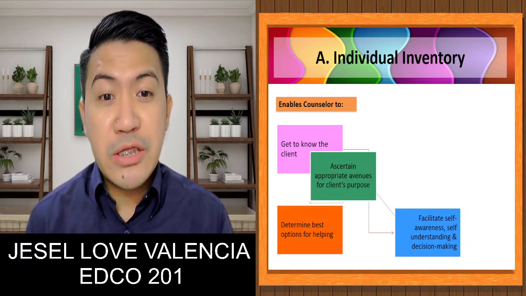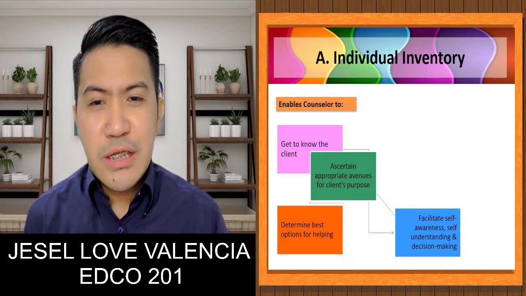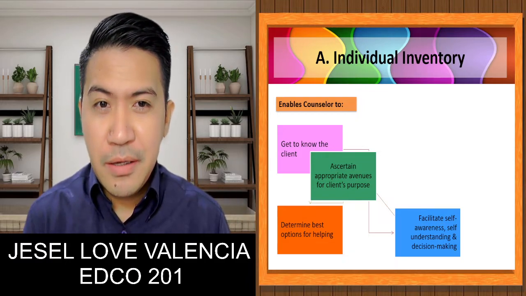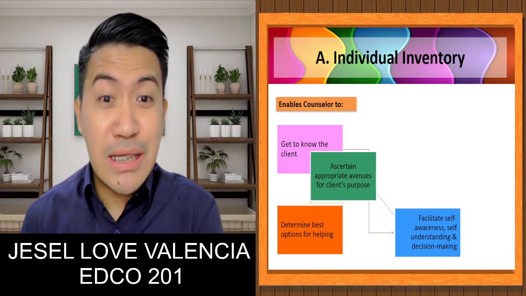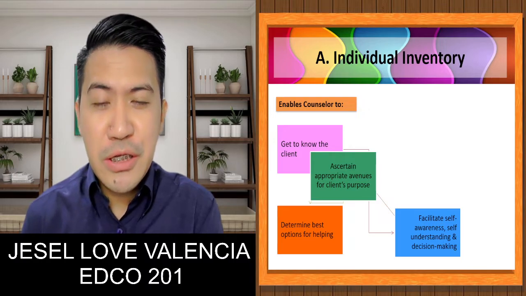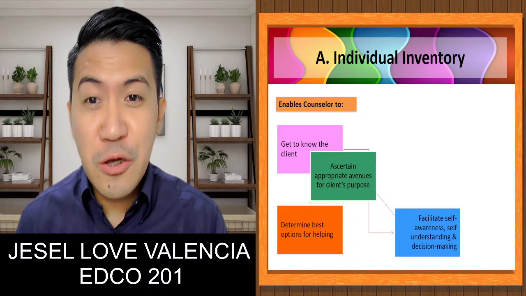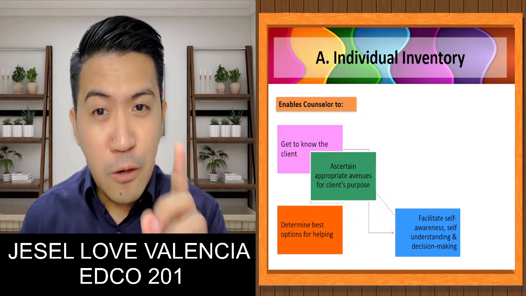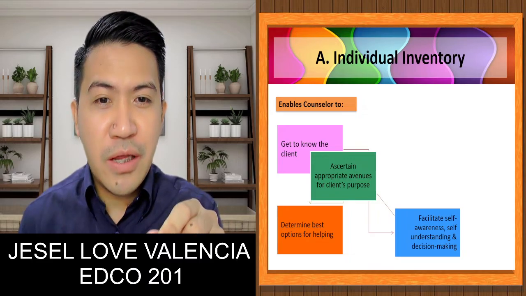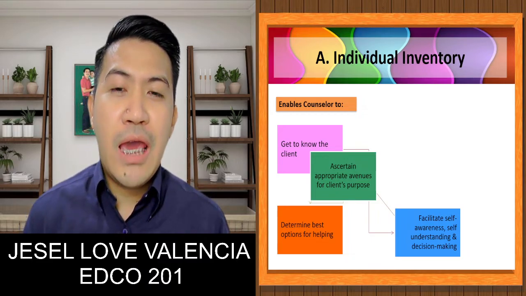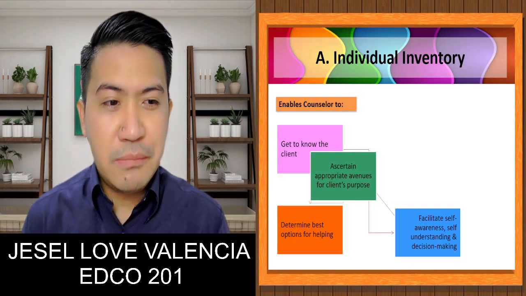Next, it determines best options for helping. Yes, we don't just help for the sake of helping. In as much as possible, we should identify the need and then address that need. We don't just fire the bullet without first knowing where to fire. And the goal of knowing where to fire is this individual inventory, for us to determine, okay, the best options that we can provide for our student.